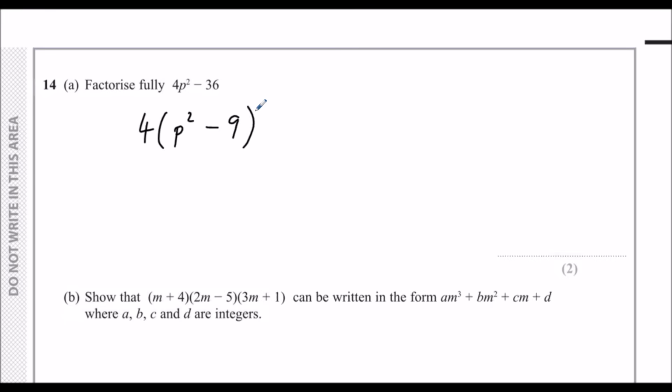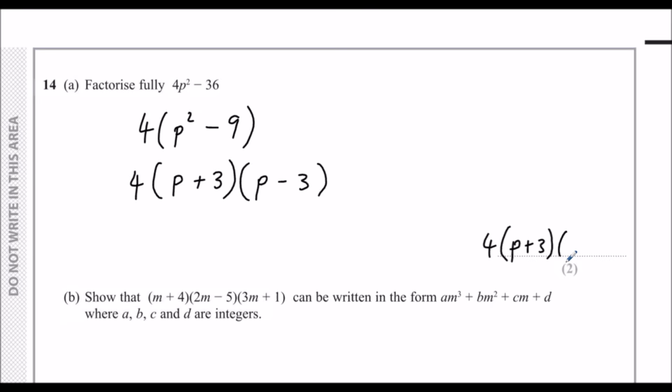We've got the difference of 2 squares. We've got p squared minus 3 squared, p squared minus 9. So p squared minus 9 can be written as p plus 3 times p minus 3. So we have 4 times p plus 3 times p minus 3.